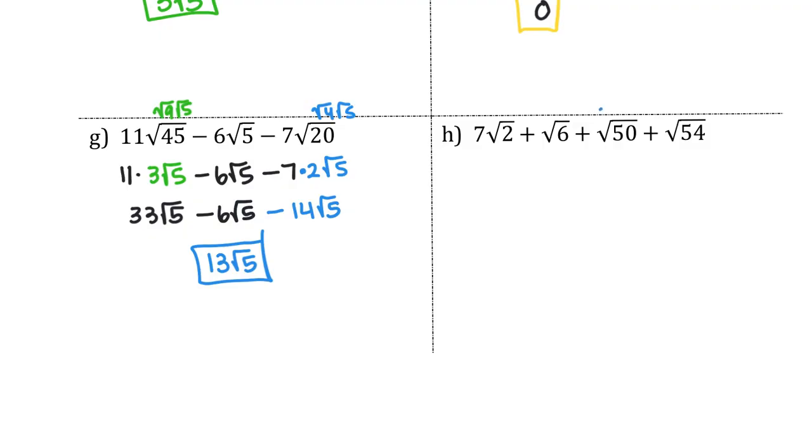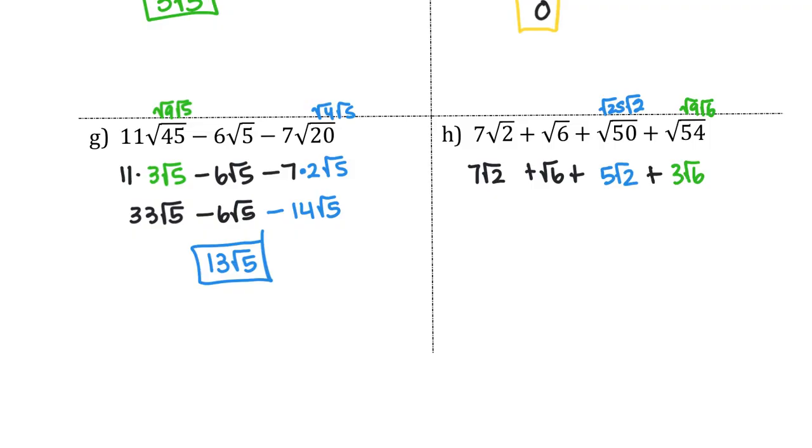50 is 25 times 2. Okay, so I'm going to go ahead and make that 5 root 2. Let's bring down those other ones since I couldn't do anything with them. Okay, I at least now see square root 2's matching. Let's try 54. That's going to be 9 times 6. So that'll be 3 square root 6.